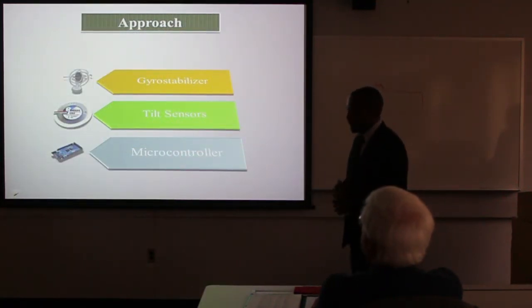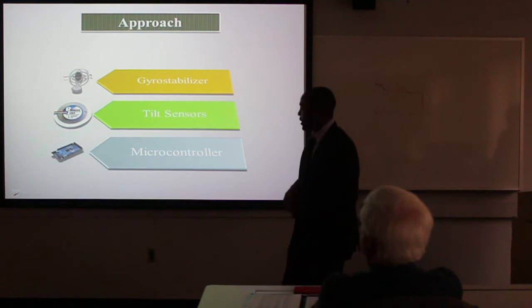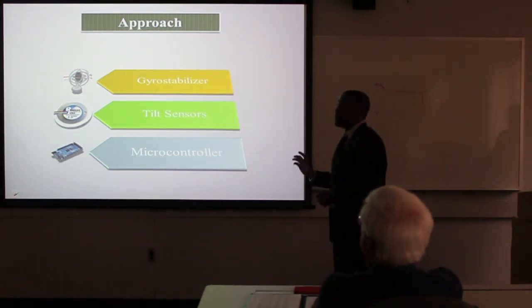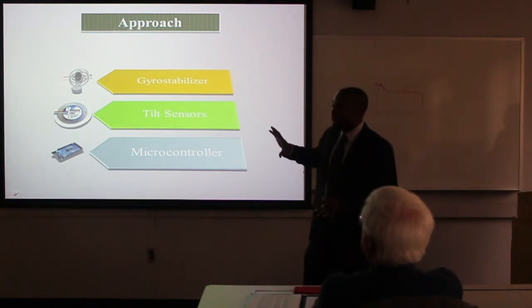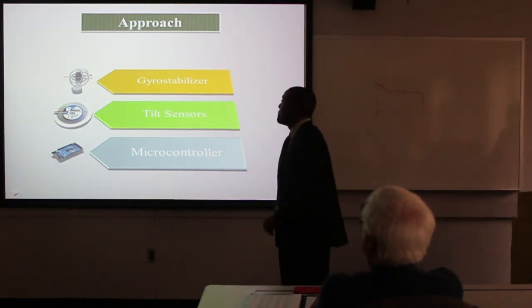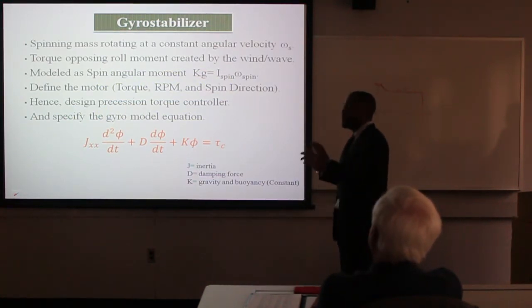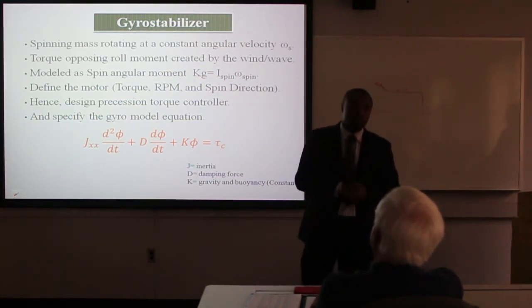Now our approach, very simple. Like I mentioned, we're going to use the gyroscope technique. We have the gyro stabilizer, the tilt sensor, the microcontroller. Three elements that actually guide the whole system. Now let's go through the gyro stabilizer. Gyro stabilizer, like I mentioned, is what? It's just a spinning mass and a motor.